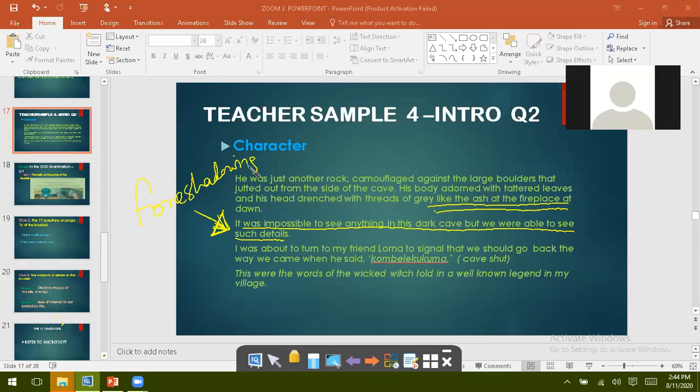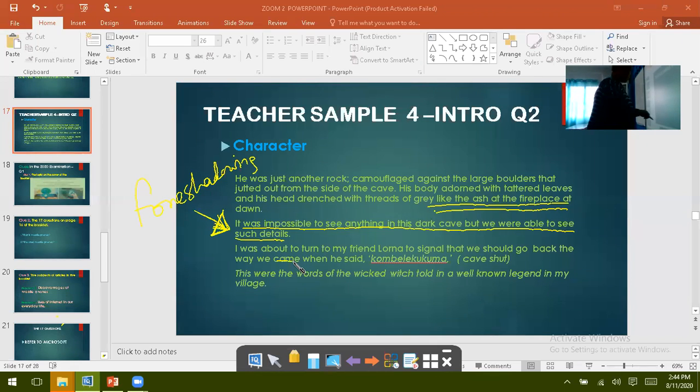And I was supposed to tell my friend Lorna to signal that we should go back the way we had come. When she said, oh no, I'm talking about this person, he says this word. This is a word in my legend in my village, so I just made it up. But it means cave shut. And these were the words of the wicked witch told in a well-known legend in my village.